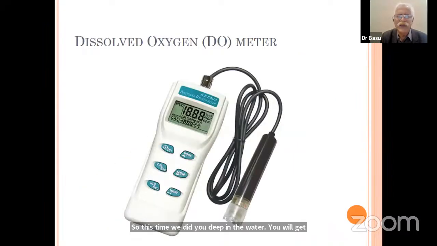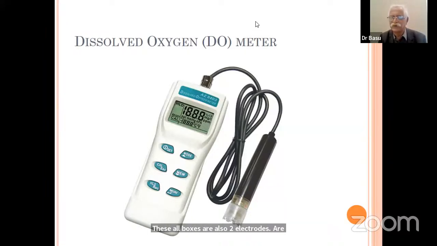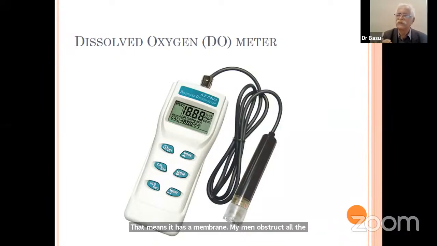Then we go to the dissolved oxygen meter. Dissolved oxygen, also two electrodes are there. One electrode is a cathode and the other electrode is the anode. Now, oxygen is negatively charged, so it will go to the positively charged cathode. And this cathode is a selective cathode, that means it has a membrane. The membrane obstructs everything, and only oxygen comes through. And this oxygen is measured. This is an O2 meter. It is also something you can take in your pocket and make the measurement.